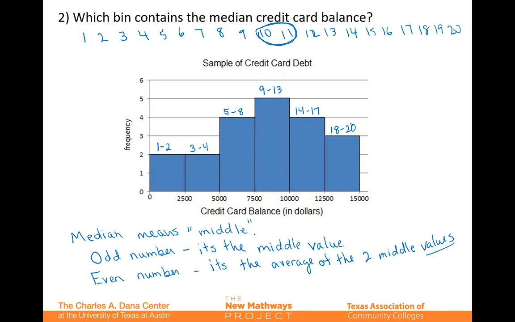You can see in this case, the median value, the middle value, this 10th and 11th data point, are in this middle column. So, which bin contains the median credit card balance? The bin from 7,500 to 10,000. I don't know exactly what it is, but I know it's in that bin. That bin contains the 2 middle data points.